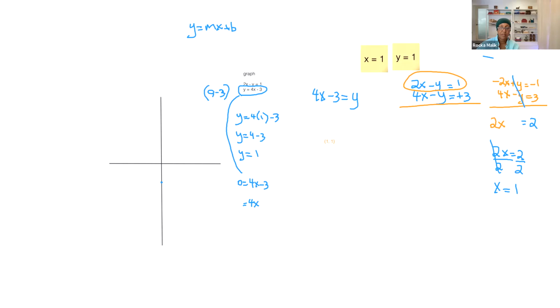Plus 3. I divide both by 4, so I want to get x by itself. x equals 3/4. And I know that y is equal to 0 because that's what I chose in the beginning. So x is 3/4, so this is the 1, and then it's right here. And y is 0.